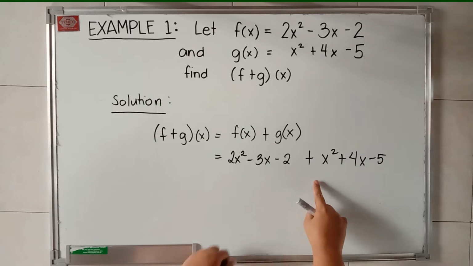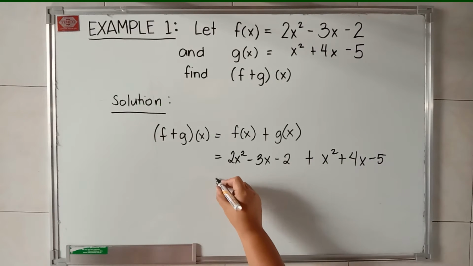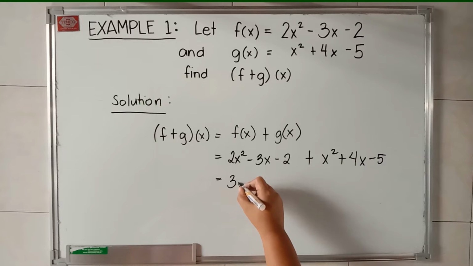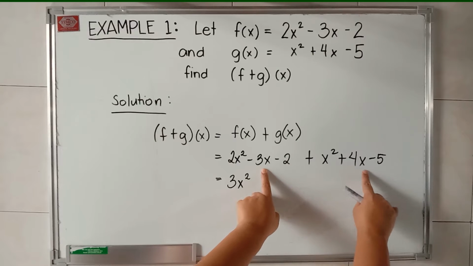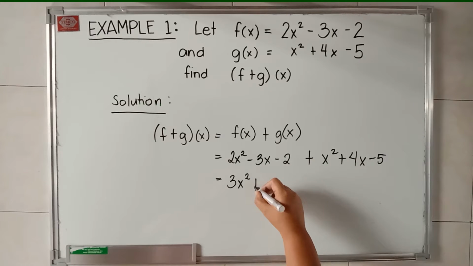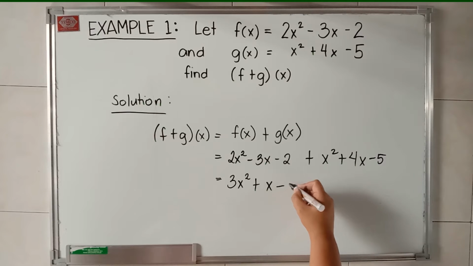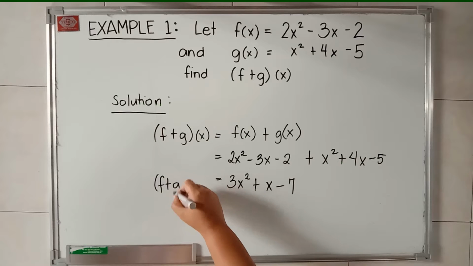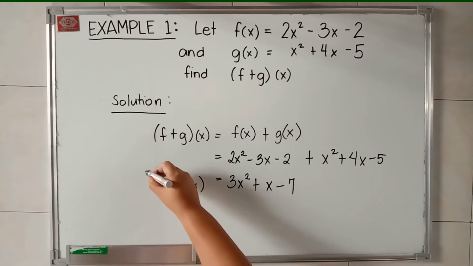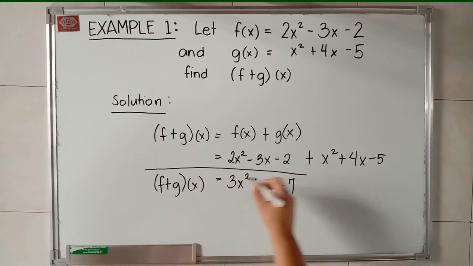Now we combine like terms. 2x squared plus x squared equals 3x squared. Negative 3x plus 4x equals x. So plus x. Negative 2 minus 5 is negative 7. So our answer is f plus g of x is 3x squared plus x minus 7.